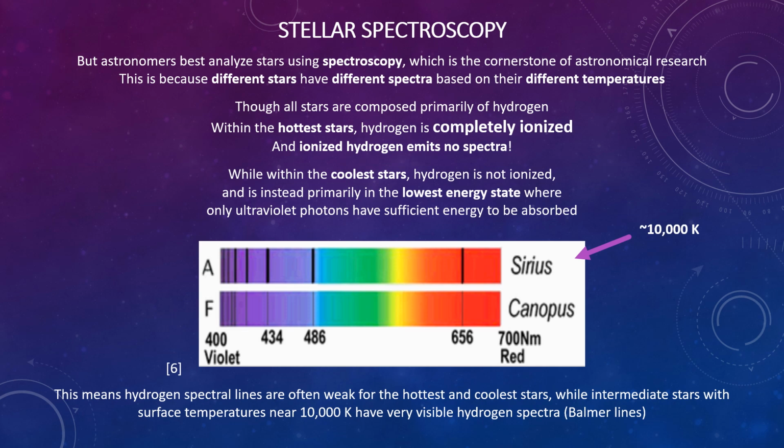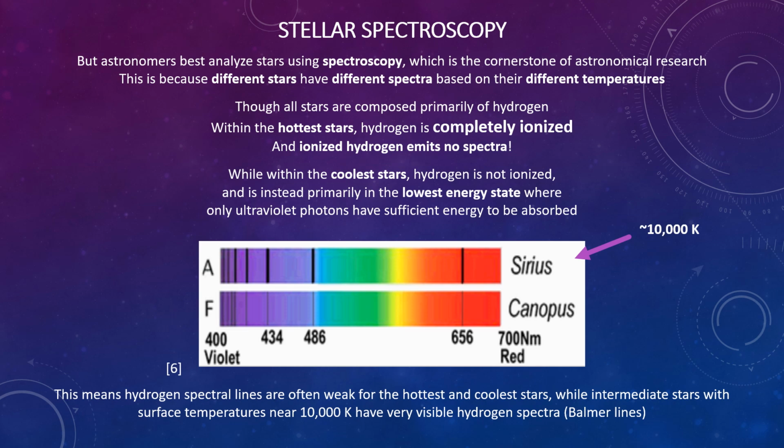Conversely, in the coolest stars, the hydrogen is not ionized and is instead in the lowest energy state. And so only ultraviolet photons have enough energy to be absorbed and re-emit light. And so in the coolest stars, there is also very, very little spectral lines from hydrogen.